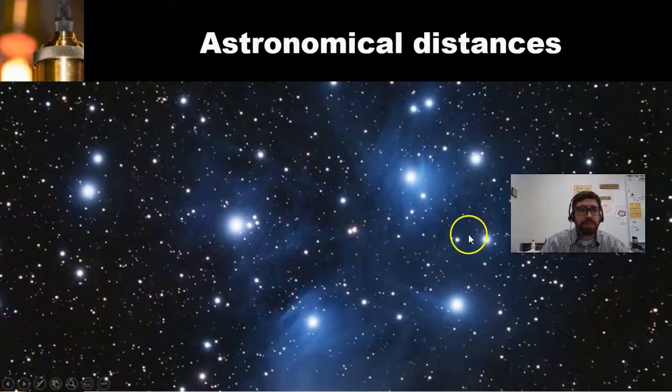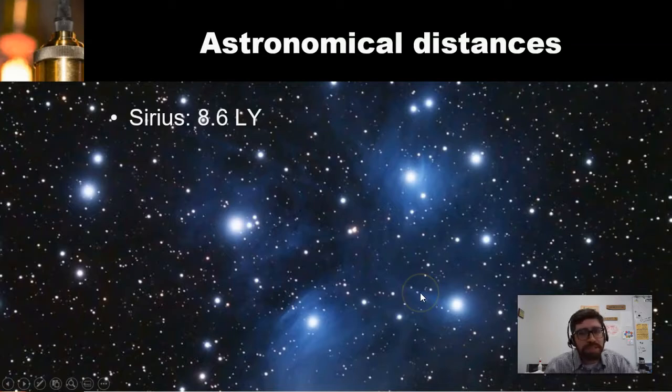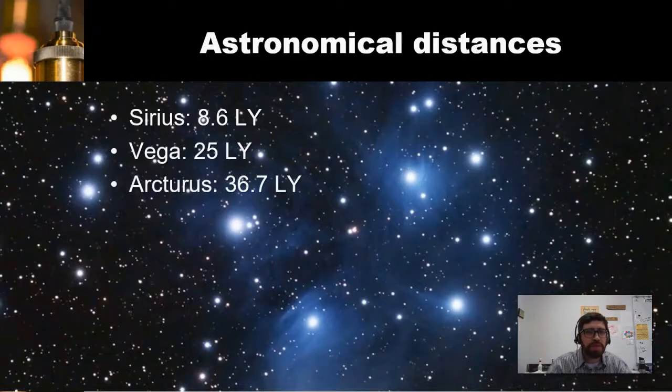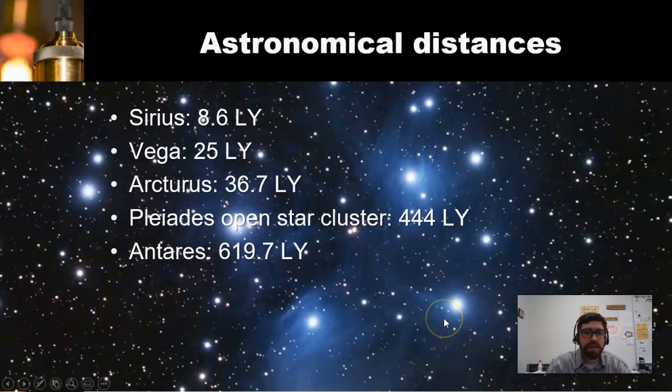It's not even the farthest star. Here are some other astronomical distances that are noteworthy. There's a huge star called Sirius that is 8.6 light years away. Vega, another really big star, 25 light years away. Arcturus, one of the biggest stars in the nighttime sky, 36.7 light years away, almost 40 years for that light to get here. The Pleiades open star cluster, which is actually what you see here, 444 light years away. Antares is another big star, 619.7 light years away.